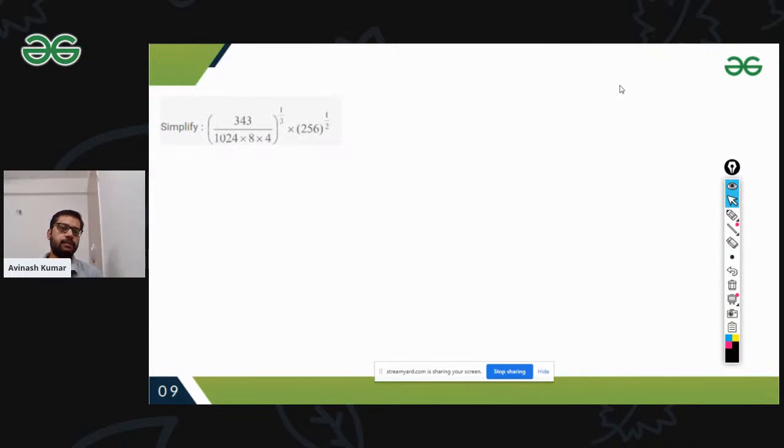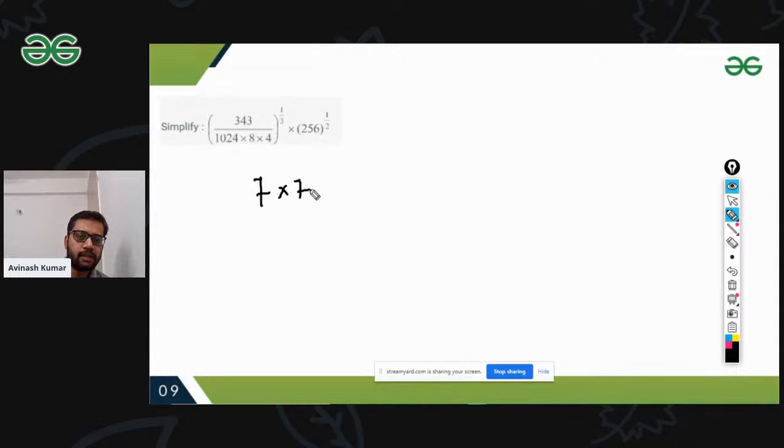Now see this question. 343 upon 1024 multiplied by 8 multiplied by 4 to the power 1 by 3 multiplied by 256 to the power 1 by 2. Simplify this question. Let me know, at least 1 minute. In 1 minute you can solve this question.